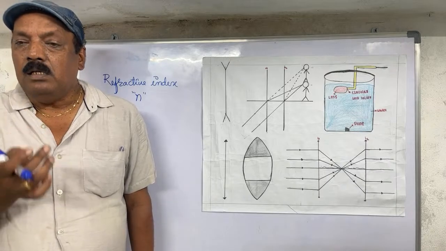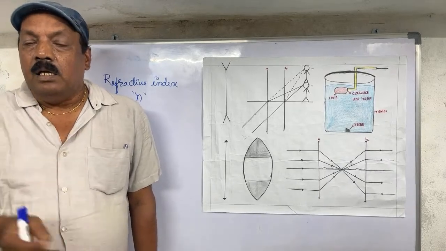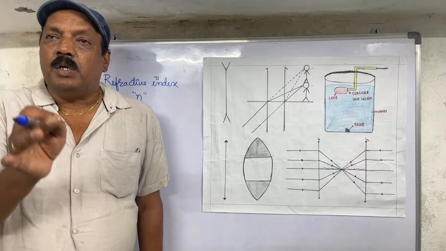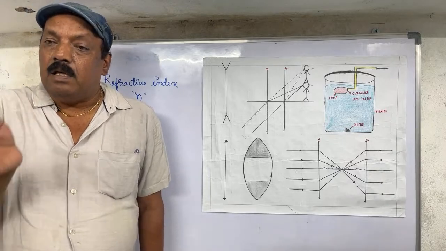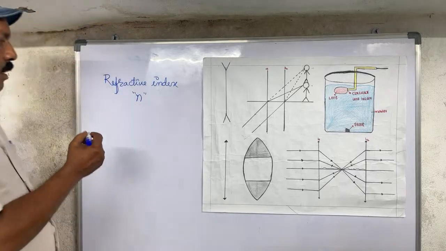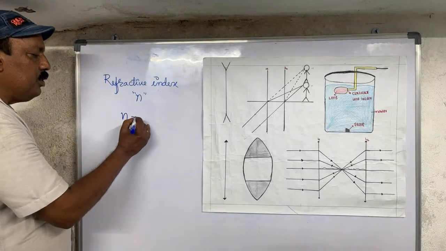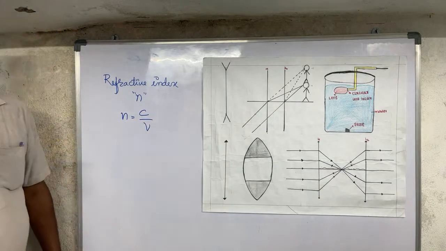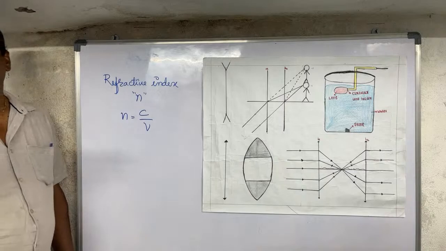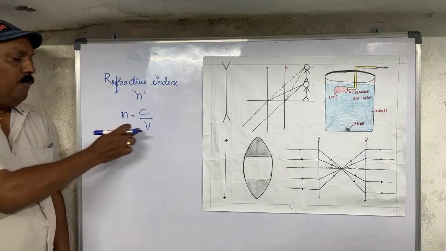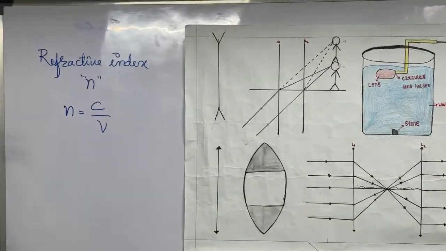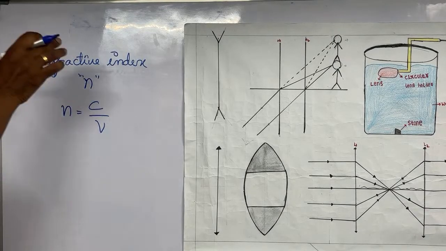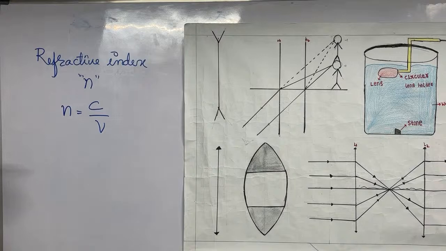Once again I will repeat, refractive index is nothing but the ratio of the speed of light in vacuum to the speed of light in the medium. For example, n equals c by v. Here n means refractive index, c means the speed of light in air, and v means the speed of light in the medium. So whenever I take the ratio of these two, we get the refractive index.